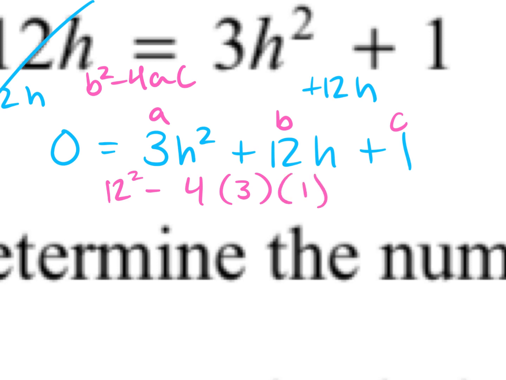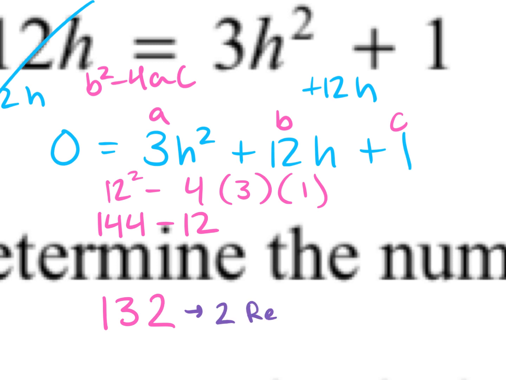What's 12 squared? 144. Minus, what's 4 times 3 times 1? 12. And 144 minus 12? 132. So our discriminant is 132. What does that tell us about the number of solutions that we have? 2 real solutions. Make sure you include your discriminant and how many solutions you have. 2 real solutions.